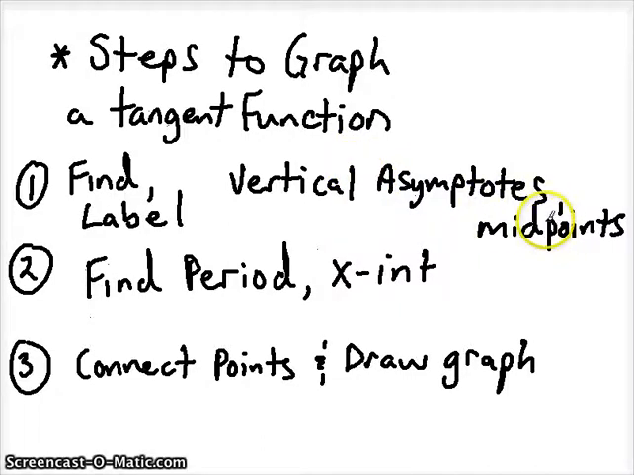We're going to want to find and label what are called the midpoints of our graph. And we're also going to want to find the period and the x-intercept. And once we've found those, we can label it and connect our points, and we'll be able to draw the graph there. So that's kind of 3 steps to graphing a tangent function.